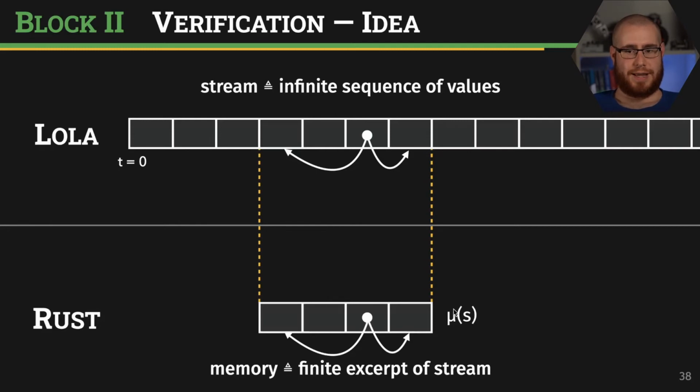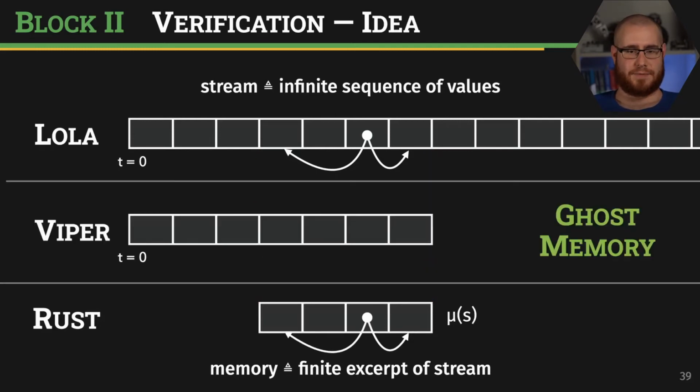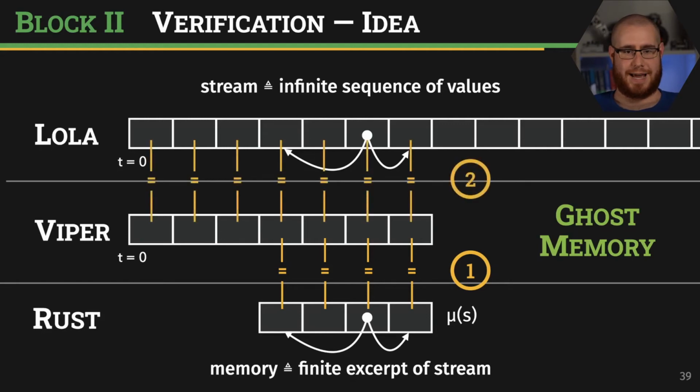To do so, we introduce the ghost memory layer, and the ghost memory is only used in the Viper verification. And there are two things we have to show. The first thing is that every value in the Rust memory, this is the only real memory we have, is the same as the respective entries in the ghost memory. And the second thing we have to show is that every value we enter into the ghost memory in Viper is actually correct with respect to the Lula semantics. And to prove these two things, we have to add a couple of different annotations in the code. The most interesting parts are the invariants for the monitor loop. So let's have a look at that.